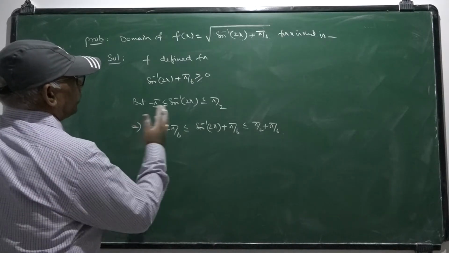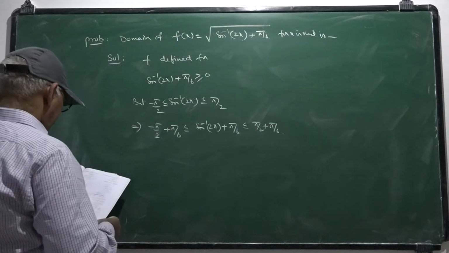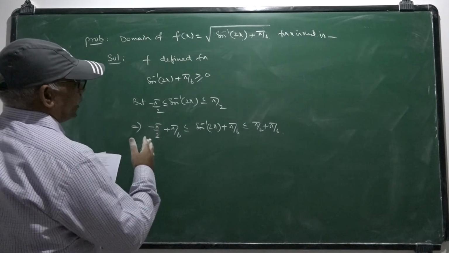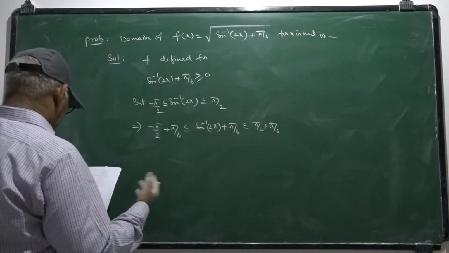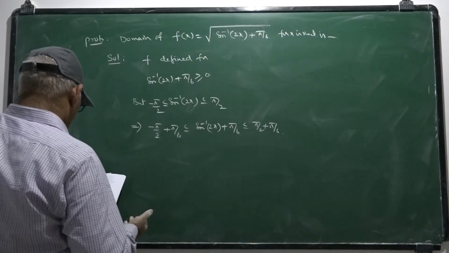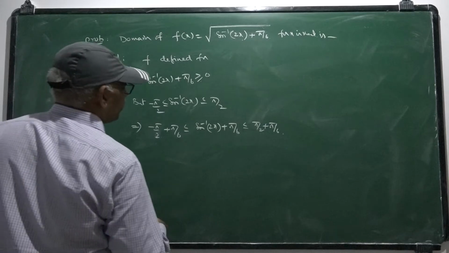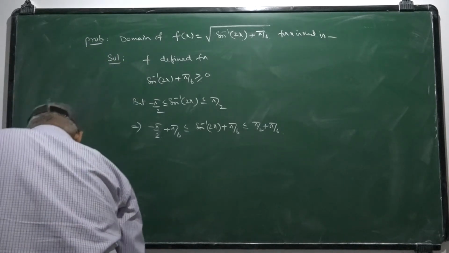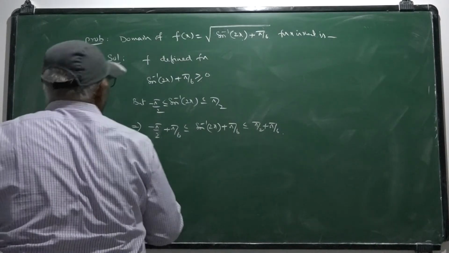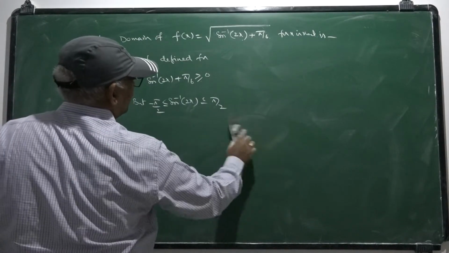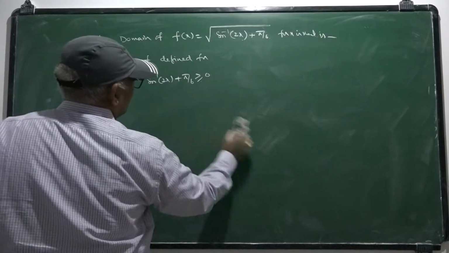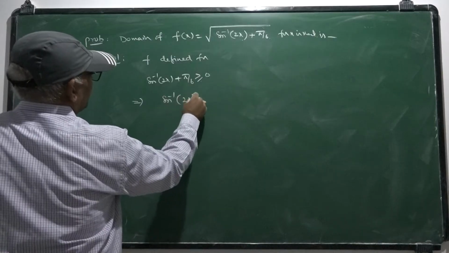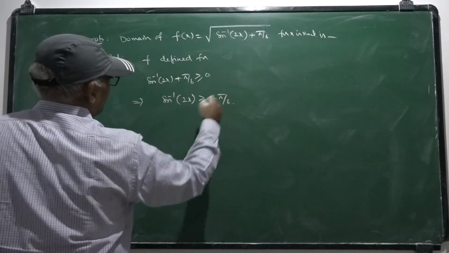So hence, it is greater than or equal to minus pi by 6, minus pi by 6 to pi by 2. We are in need of x. That implies sin inverse of 2x is greater than or equal to minus pi by 6.